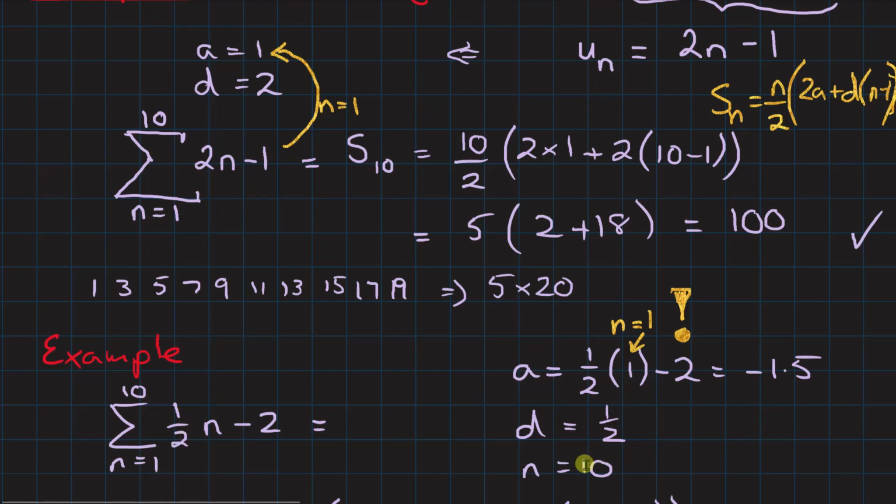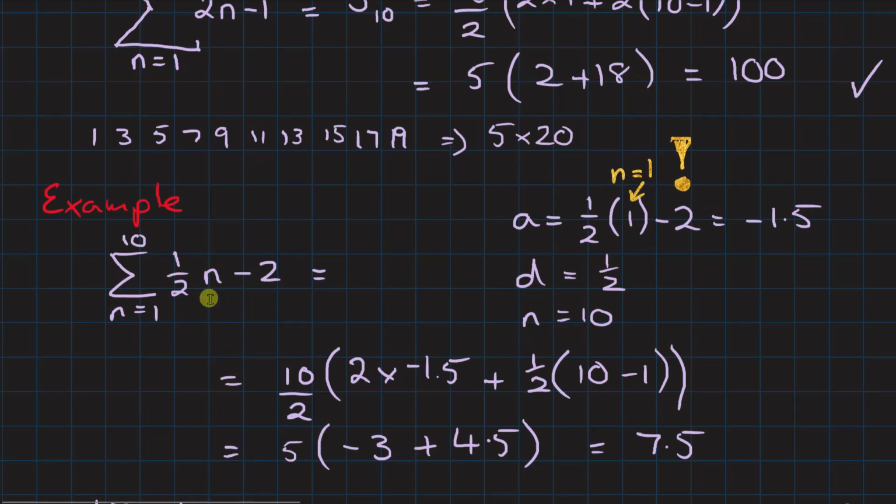So we want to do 10 terms, put it in, n over 2, 2 lots of a, plus a half of n minus 1. n minus 1 is 9, half of that is 4.5, 2 lots of minus 5 is 3, times by 5 gives me 7.5.